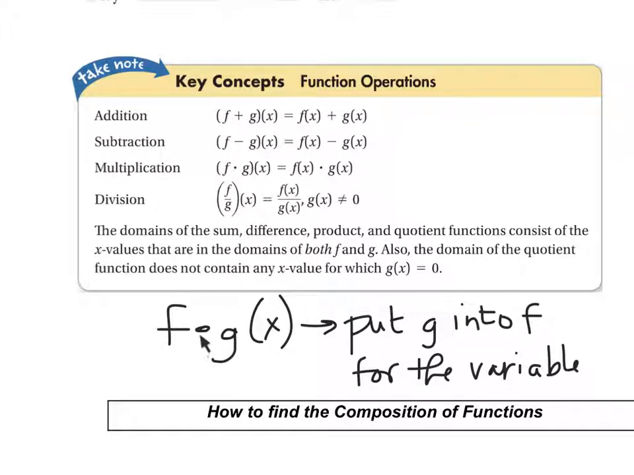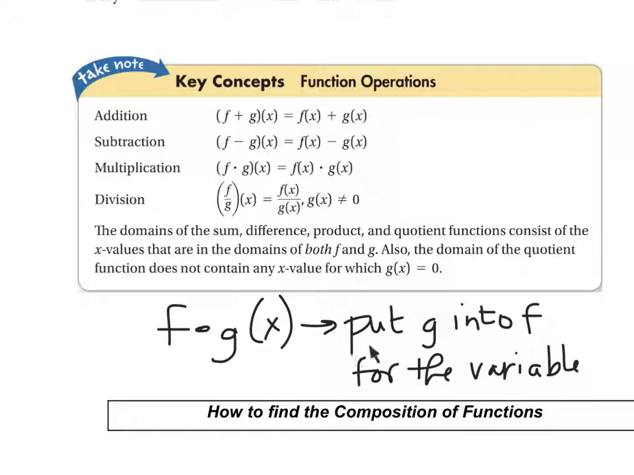So you see this symbol, it kind of looks sort of like a multiplication symbol, but it's really like an O. A lot of times you'll hear people say "f o g" or "g o f," but that's not really how you say it. This is f composition g. Or g, if I put g first, composition f.